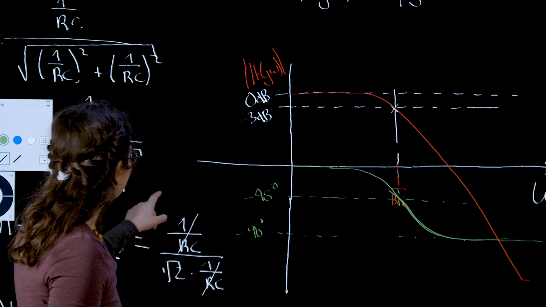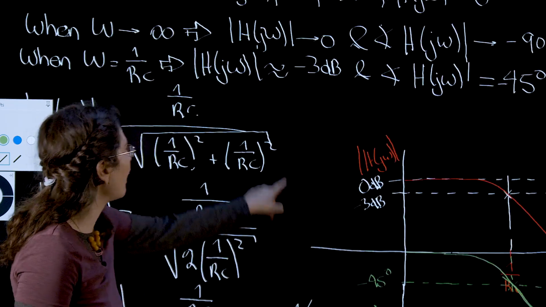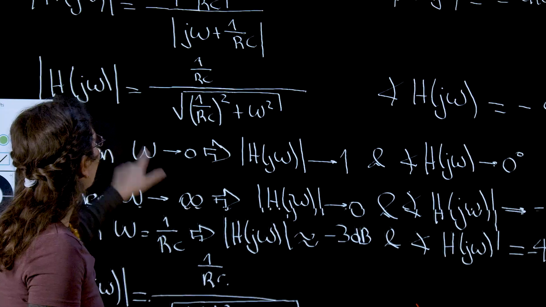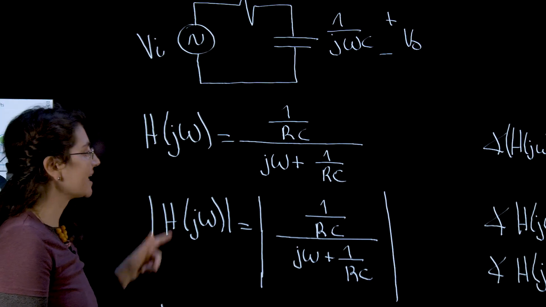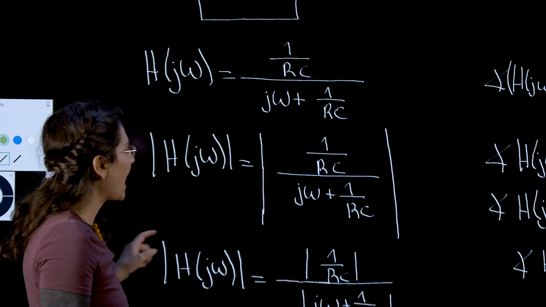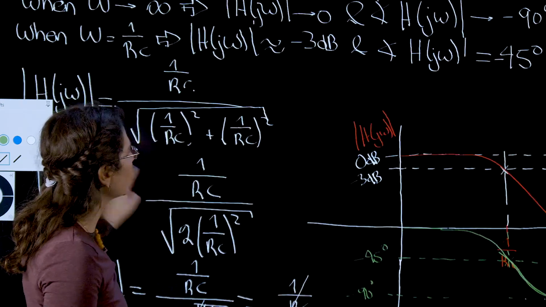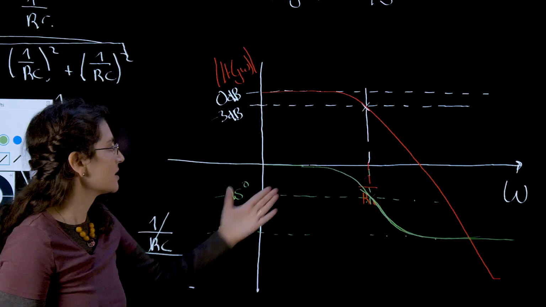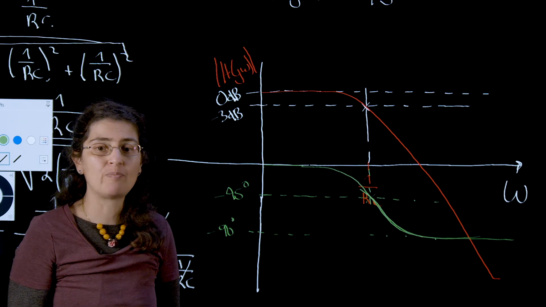So, with the help of my transfer function, just by plotting 3 points, I can see what type of behavior my circuit has. In this case, we have a low-pass circuit.